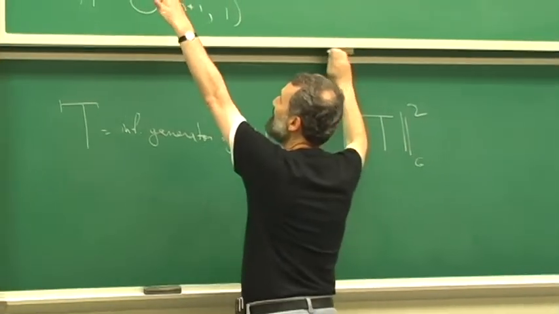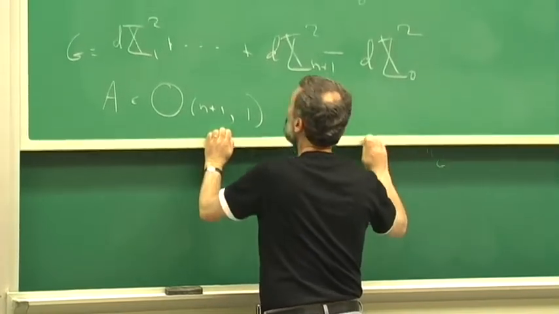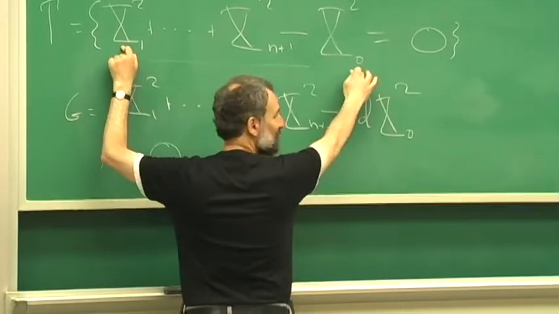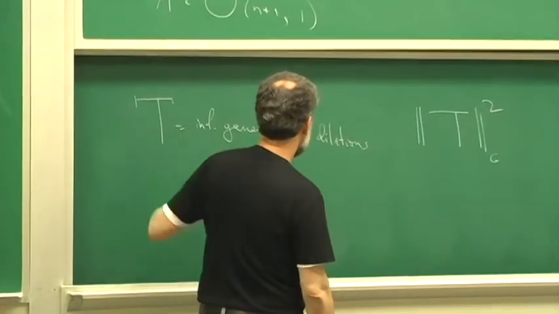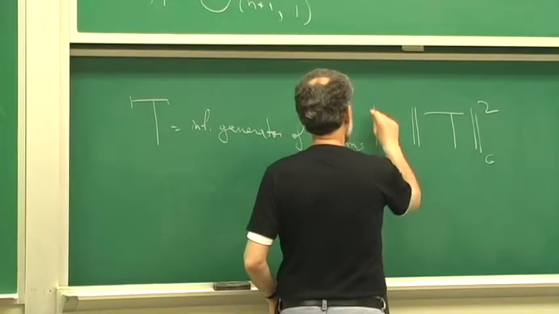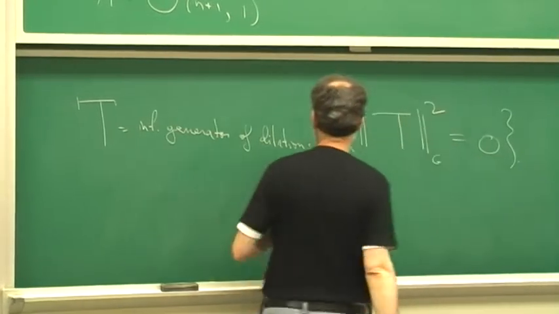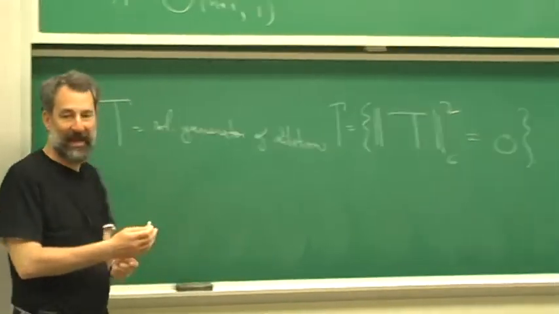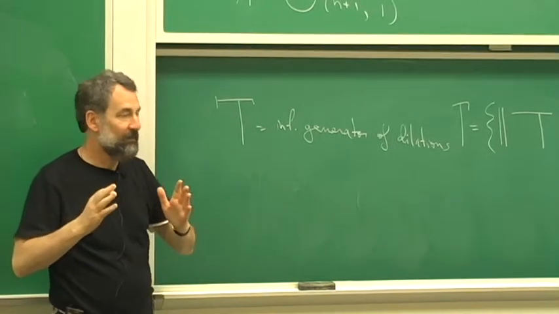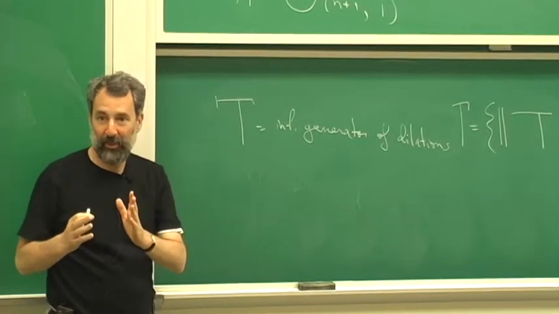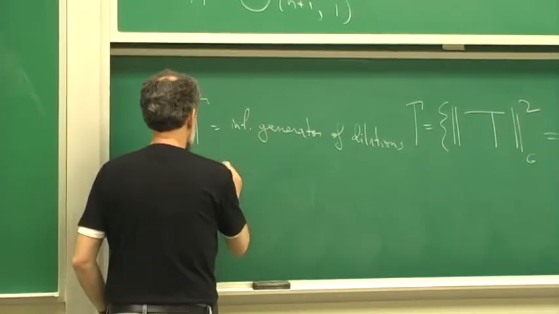If you work out what that is in this example, you will discover that the norm squared of this infinitesimal generator is precisely this function. Okay? And so therefore, we should take gamma to be the set of all points where this thing is equal to 0. And that specializes precisely to that gamma. And this gamma is precisely homogeneous of degree 1. And so this gamma collapses.